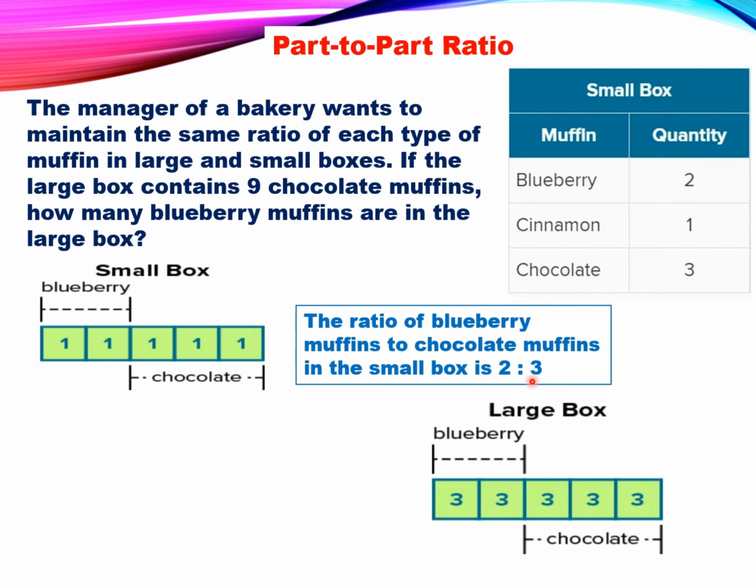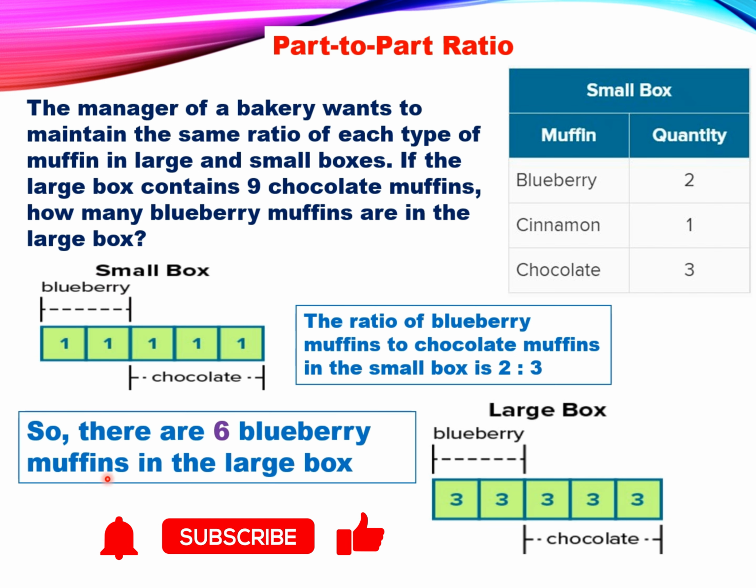In the large box, we have 9 chocolate muffins. So it means we multiply the 3 chocolate muffins in the small box by 3 to get 9 chocolate muffins. Since we multiplied the 3 in the small box by 3, we need to do the same to the blueberry. So we multiply the blueberry by 3, which means there are 6 blueberry muffins in the large box. So for every 9 chocolate muffins in the large box, we have 6 blueberry muffins.